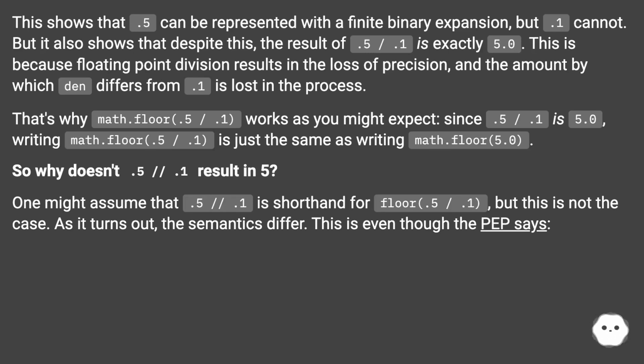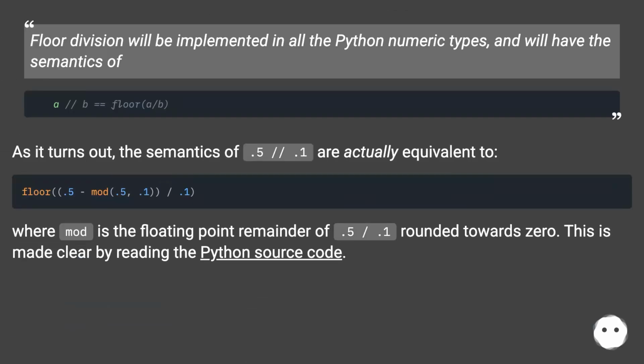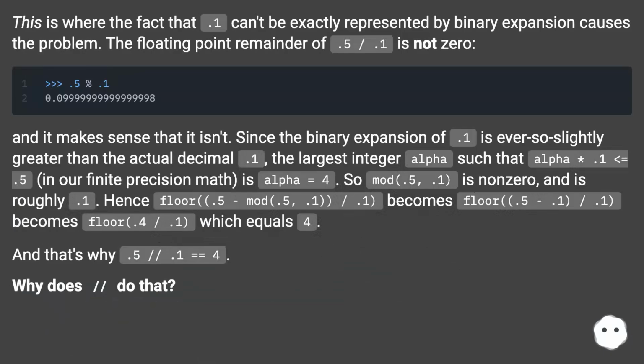As it turns out, the semantics differ. This is even though the PEP says floor division will be implemented in all the Python numeric types and will have the semantics of floor(x/y). As it turns out, the semantics of .5//.1 are actually equivalent to floor((.5 - mod(.5,.1))/.1), where mod is the floating point remainder of .5/.1 rounded towards 0. This is made clear by reading the Python source code. This is where the fact that 0.1 can't be exactly represented by binary expansion causes the problem.